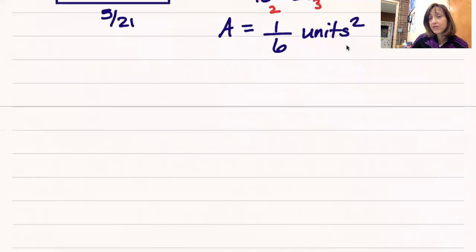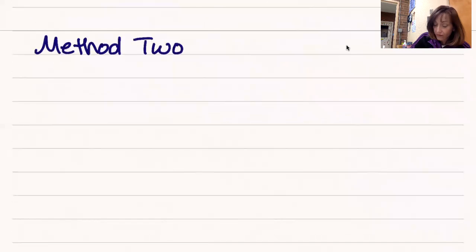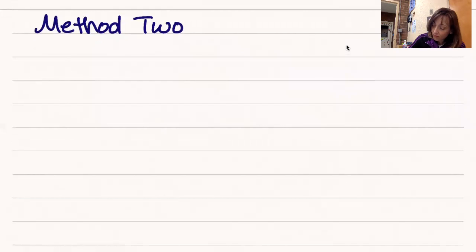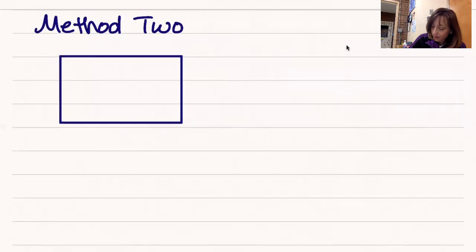Method two and method three involve using a little more thought about what's happening. So let's talk about that. Method two involves splitting your rectangle into smaller pieces and then calculating the size of each smaller piece. So let me show you what I'm talking about. I'm going to give you a rectangle. Okay, there's my rectangle. And I am going to tell you that this rectangle measures 3/4 on one side and 2/5 on the other side.